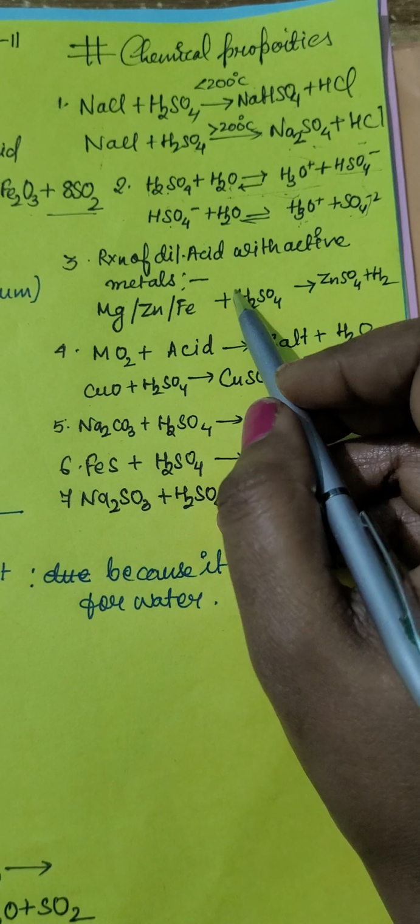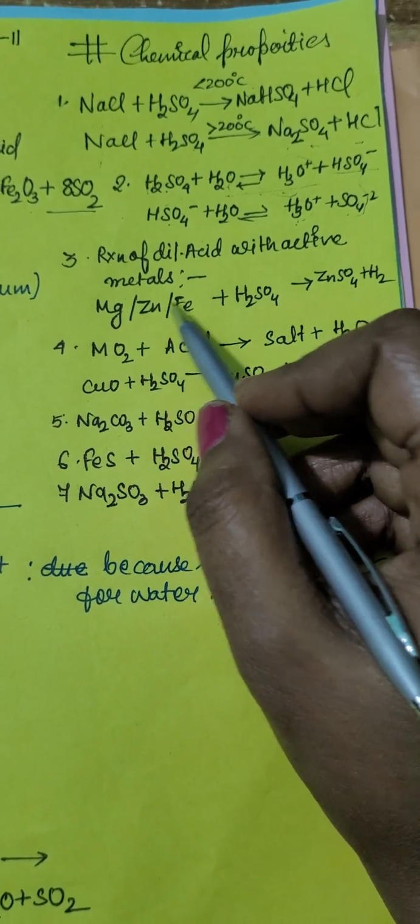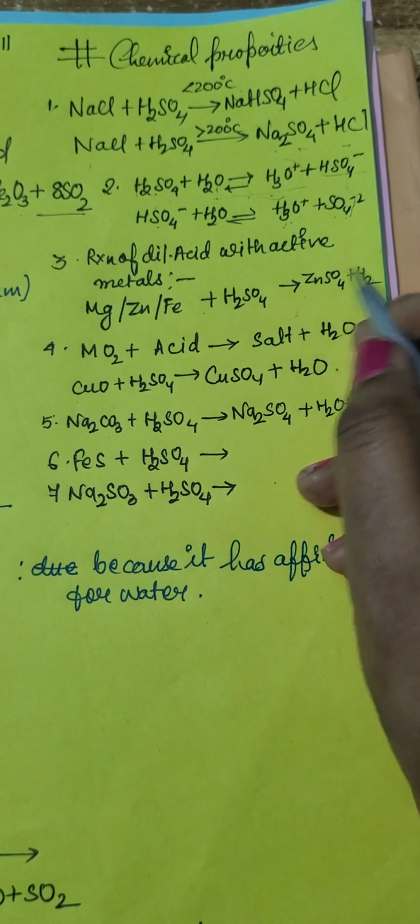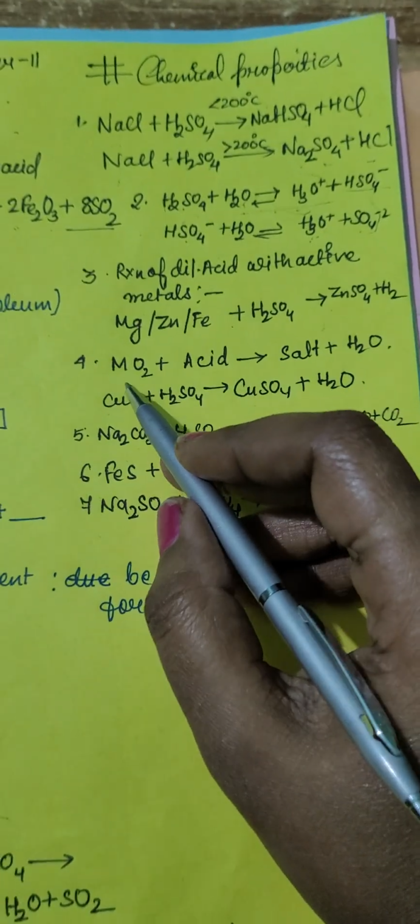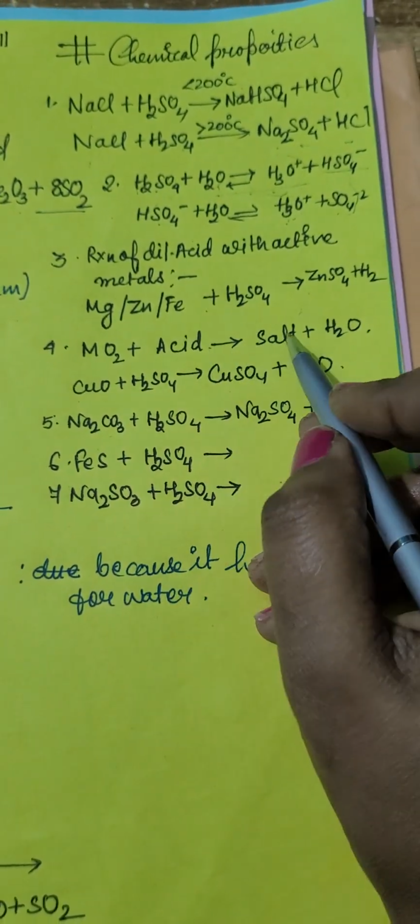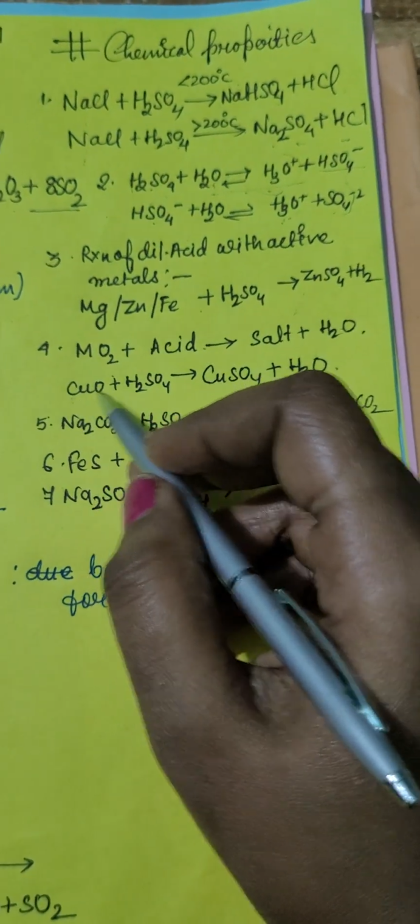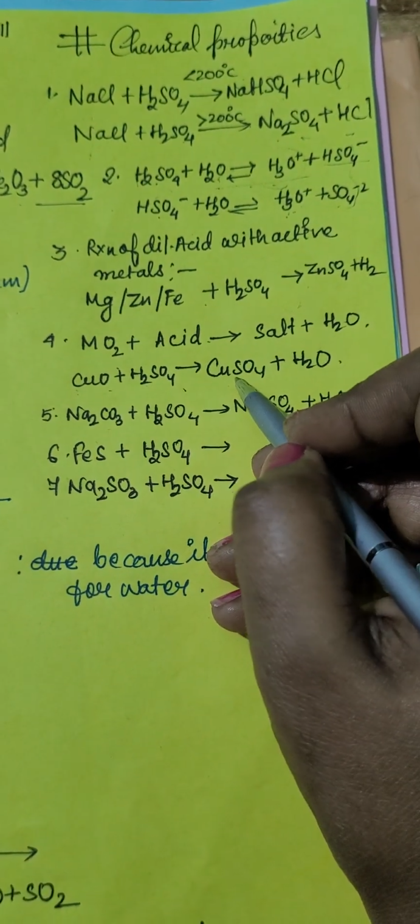Next you have, if you allow dilute acid to react with active metals like magnesium, zinc and iron, you will get the salt of the following metals and hydrogen gas. Similarly, if you allow a metal oxide to react with the acid, you will get salt and water. Here you have taken copper oxide and H2SO4, you get the product as copper sulfate and water.